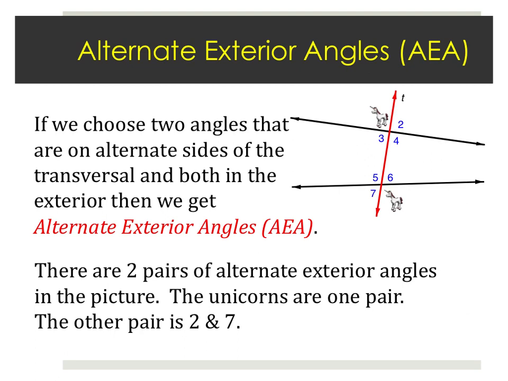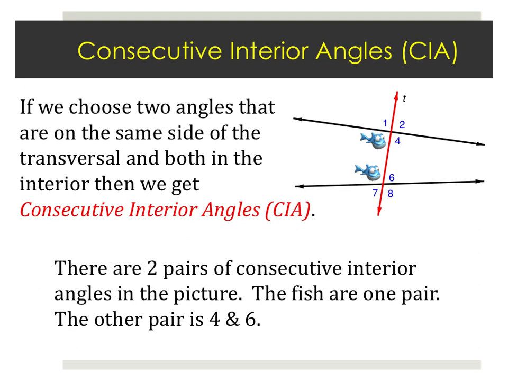Alternate exterior angles. They have to be on opposite sides. So remember, these are exterior angles. They have to be on alternate sides of the transversal, opposite sides of it, and exterior on the outside. So where the little unicorns are right now, those 2 angles are alternate exterior, and then we have 1 more pair of alternate exterior, 2 and 7, because they're on opposite sides of the transversal, or alternate sides, and then on the outside. The last pair of angles that we have here are consecutive interior angles, and they could be abbreviated to CIA. So they have to be on the inside, they're interior angles.